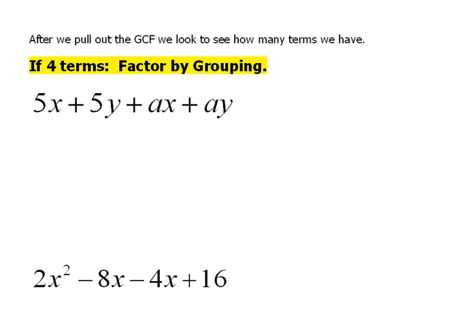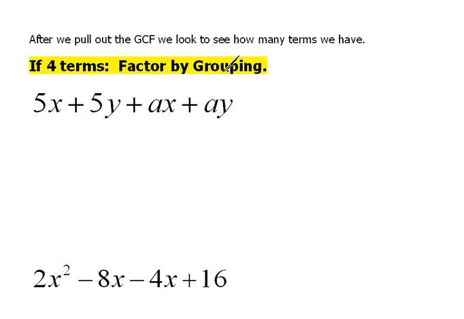So now, once we have pulled out the GCF, we need to look and see how many terms we have in our polynomial. This polynomial has 4 terms. When we see 4 terms, we factor by grouping. This is our technique that we do.